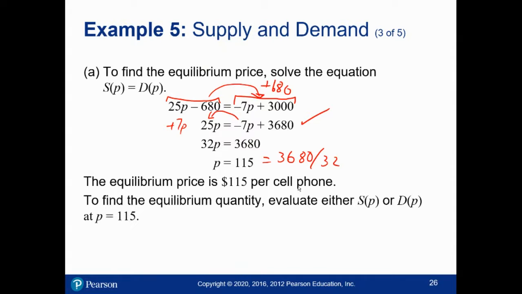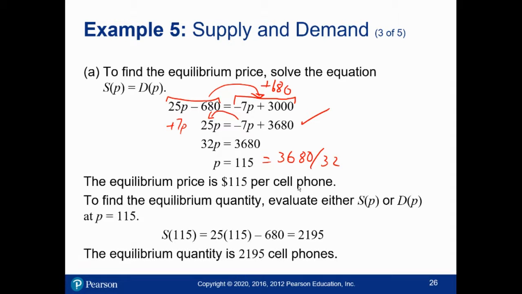So to find what that quantity is at this price, you can just take that price and plug it into either. Remember, they should be equal, so it shouldn't matter which one we plug it into. Just for the sake of argument, if I plug it into supply, the price is 115, and remember supply was 25p minus 680, and we'll just compute 2,195. So if I produce 2,195 cell phones, we should be at equilibrium.